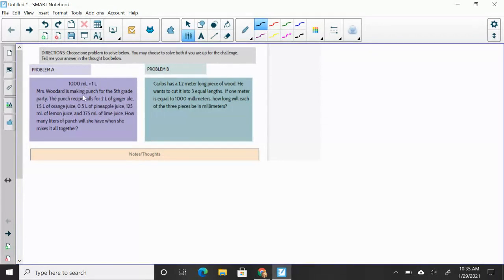Mrs. Woodard is making punch for the fifth grade party. The punch recipe calls for 2 liters of ginger ale, 1.5 liters of orange juice, 0.5, or a half of a liter, of pineapple juice, 125 milliliters of lemon juice, and 375 milliliters of lime juice. How many liters of punch will she have when she mixes it all together?